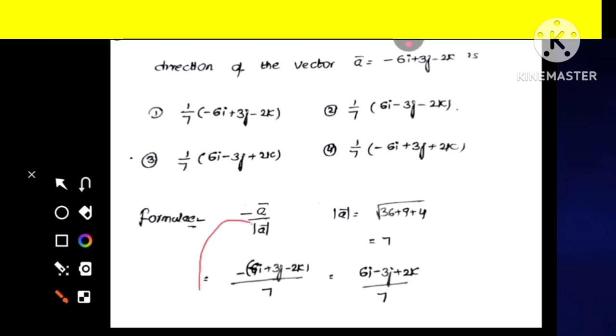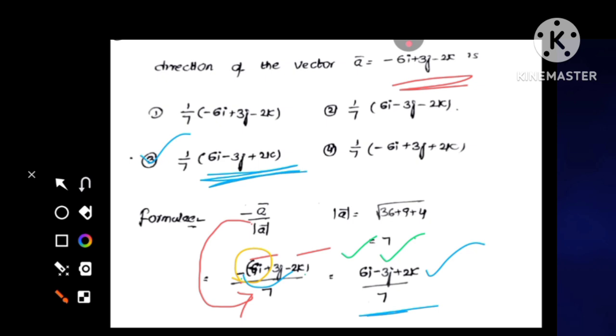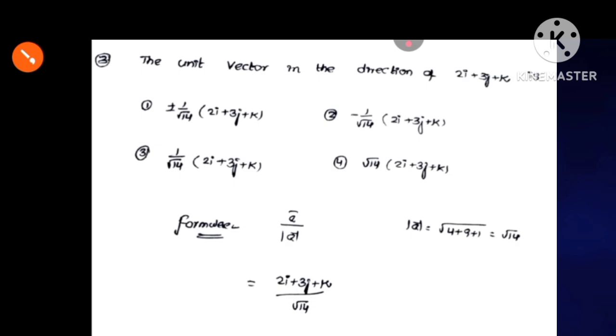So simply replace the values in the formula. Minus of A bar is equal to minus of minus 6i plus 3j minus 2k. Now apply this minus to all the values. Minus of minus is plus here. Next value minus 3j. Next value minus of minus is plus here, that is plus 2k by 7. That's all. So the answer is 1 by 7 into 6i minus 3j plus 2k. Okay, this is very important for the IP, and sometimes it is given in the Eamcet problems also. This is a level 1 problem. Okay, see the next problem.